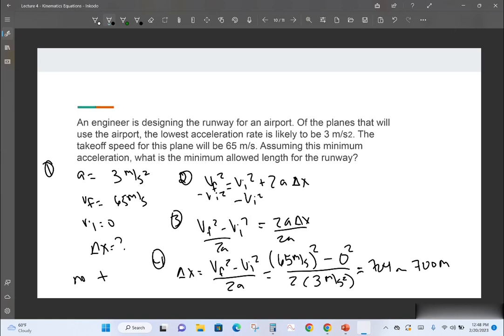Notice that one of my meters will go, both my seconds will go. My units on the top will be meters squared all over seconds squared divided by meters per second squared. So my seconds go away and one of my meters is gone. I'm left with meters. And let's try one more.